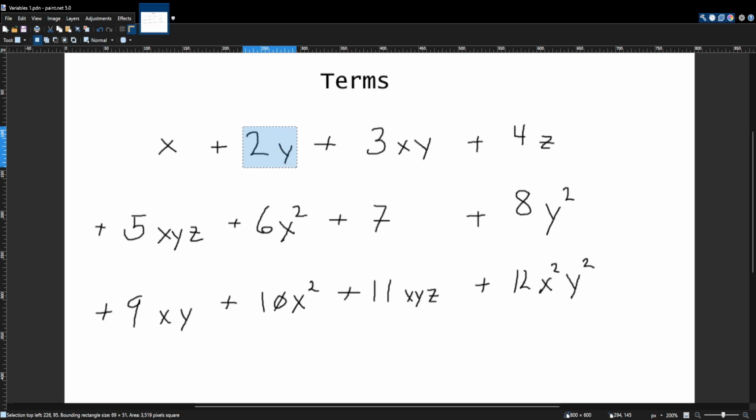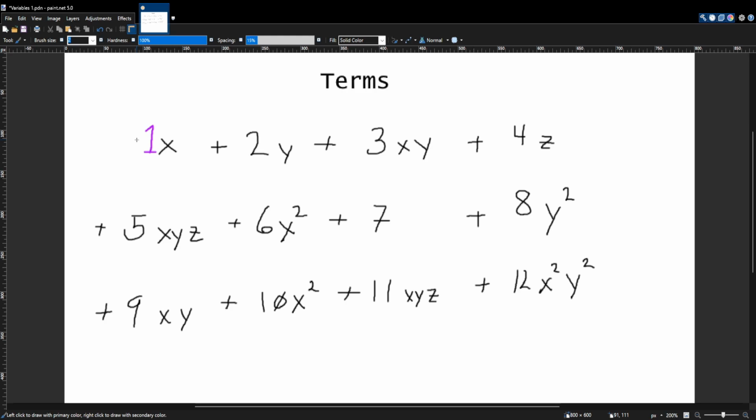The constant, when it's combined with a variable, this constant here, like this 2, is called a coefficient. All terms that have variables in them have coefficients, even this x over here. However, for this x, the coefficient is a hidden 1. And the reason it's a 1 is because you can multiply anything by 1 and it still has the same value.